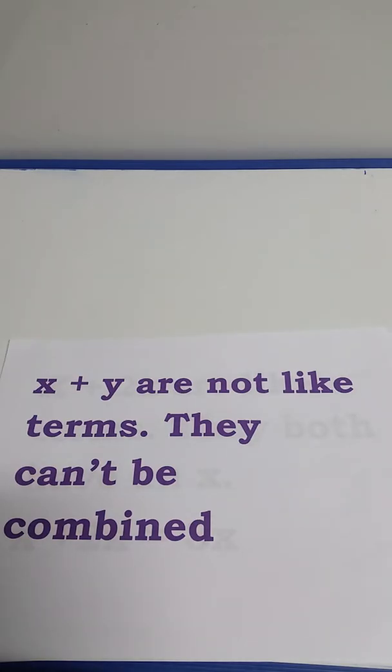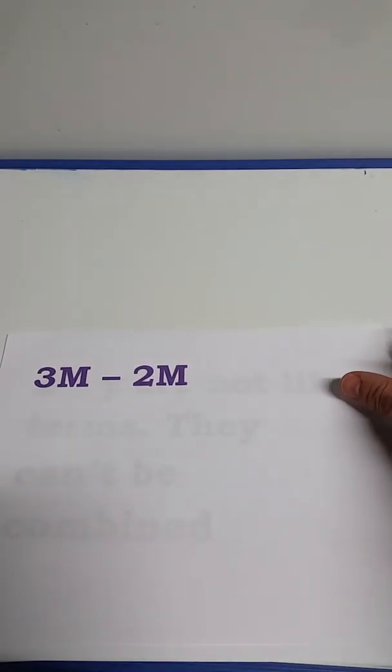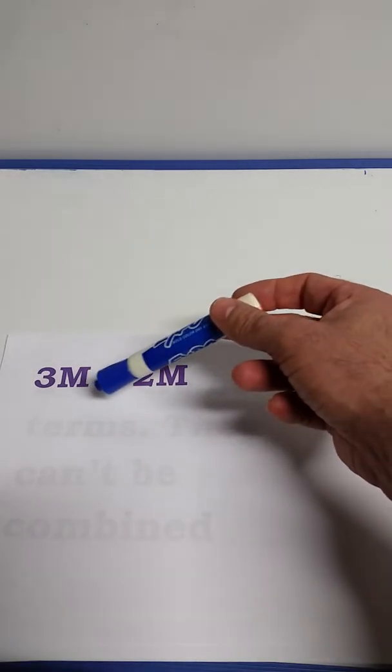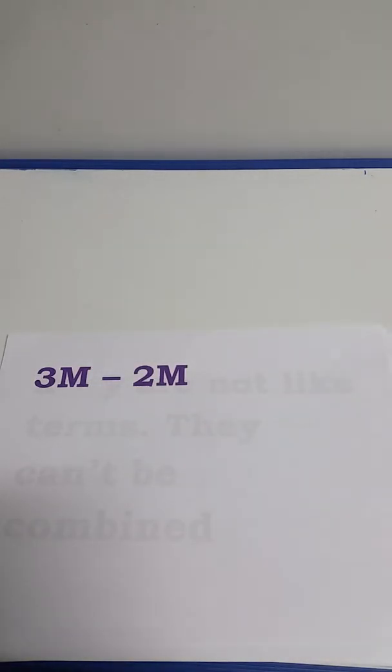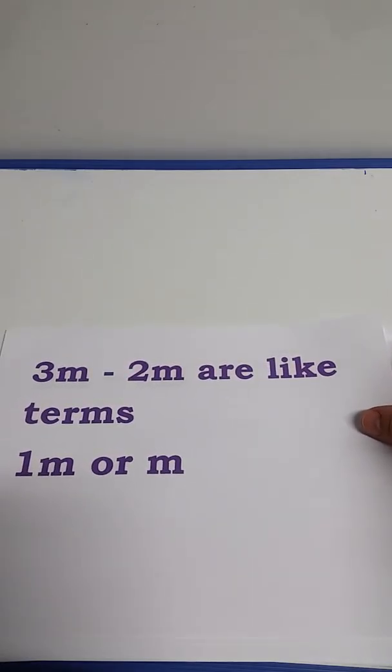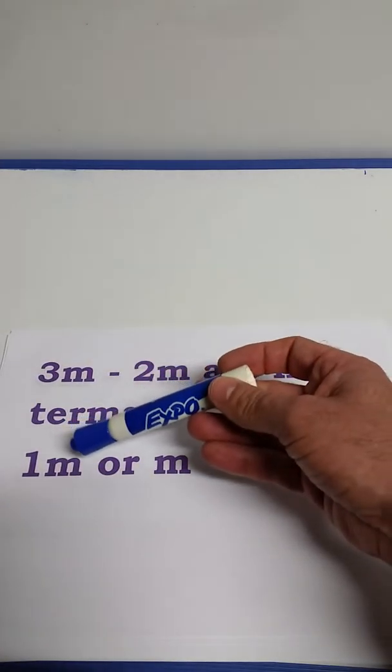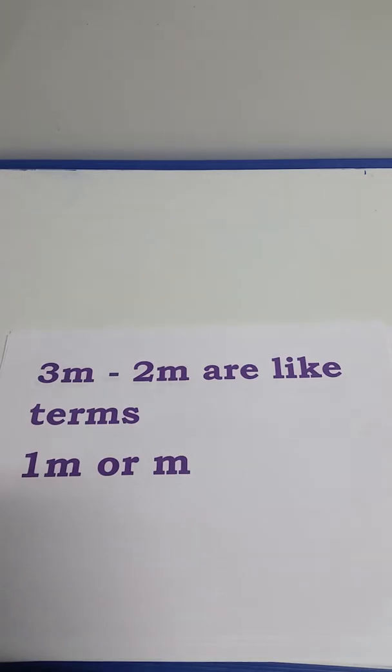How would you do this one? 3m minus 2m. How would you combine those? Can they be combined? Well, they both have an m, so you can combine them. 3m minus 2m are like terms, therefore you'll get a 1m, or just an m.